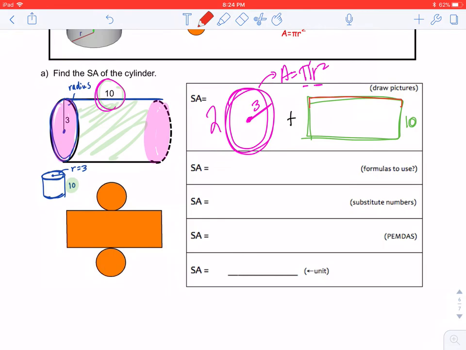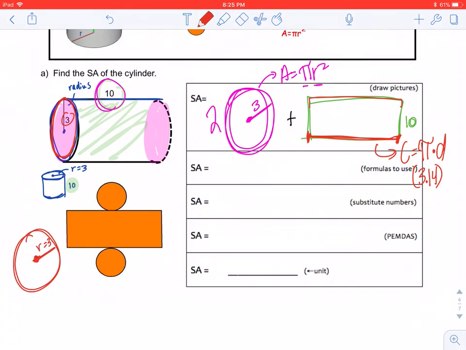This piece here, or I guess that piece there, doesn't really matter if it's on the top or the bottom. That length there is equal to the circumference of the circle. So remember, pi times diameter. In this case, it's going to be 3.14 multiplied by the diameter. If the radius equals 3, the diameter has to go all the way across, so the diameter is 6. Does that make sense? It's twice because it goes all the way across.